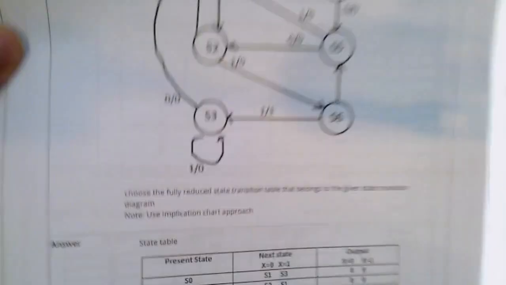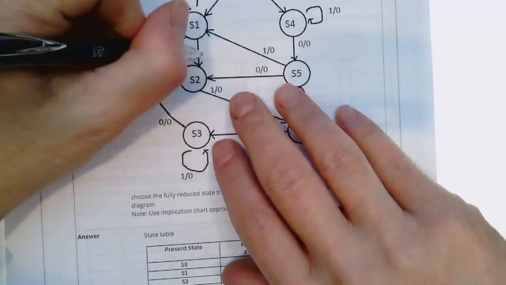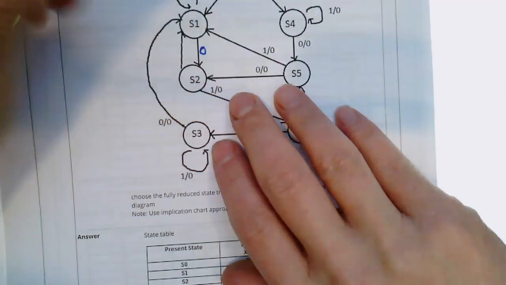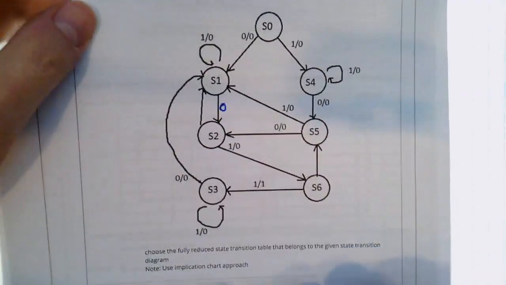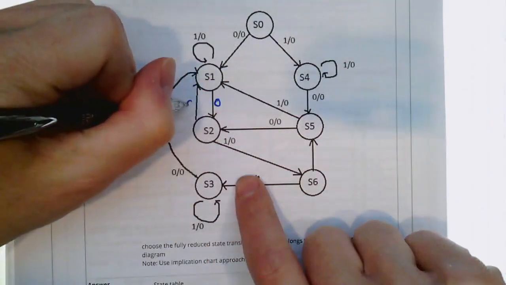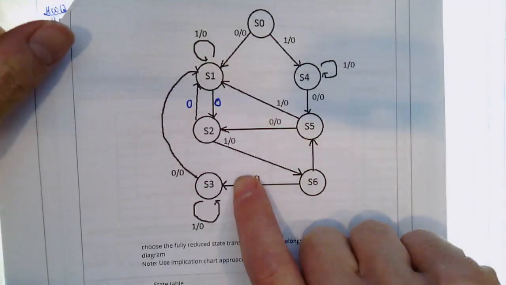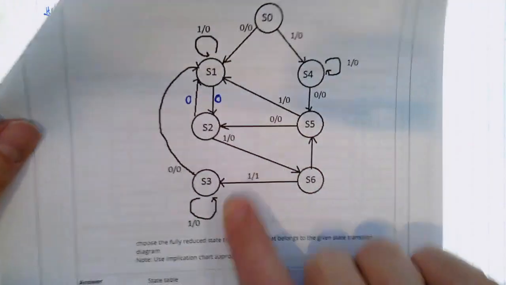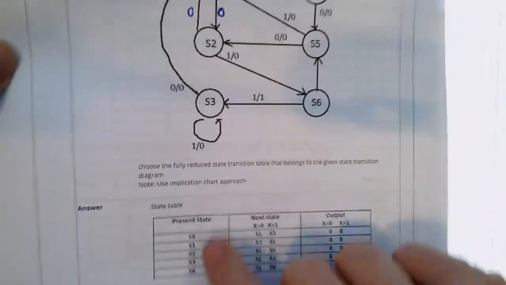If you're in state 1 and you get a 0, it's S2. Oh dear. Looks like they're missing something here. Right, that has to be there. And this has to be there. So we've got a couple of blemishes. That's too bad. And what should the outputs be?